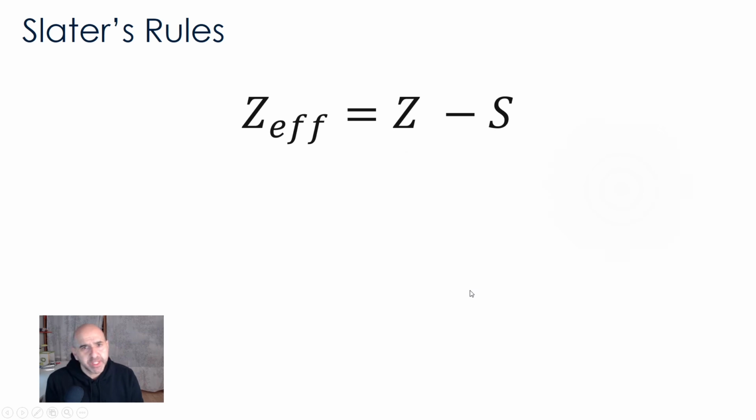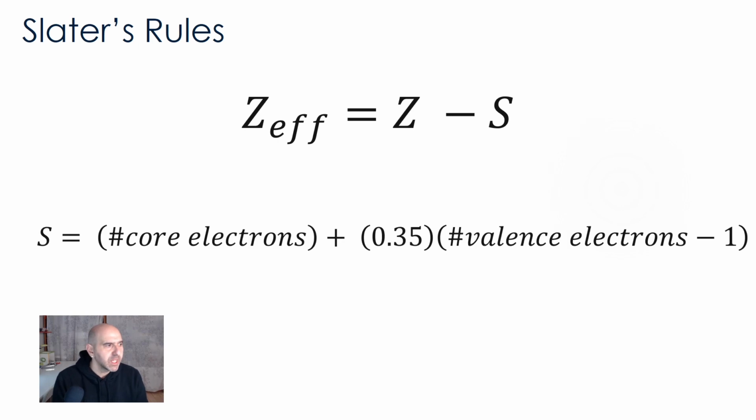The way we work this out is something called Slater's rules. So Slater's rules say that the effective nuclear charge, so the charge felt by a valence electron, is equal to the atomic number, Z, how many protons, minus this S factor. And the S factor is basically the number of core electrons, right?